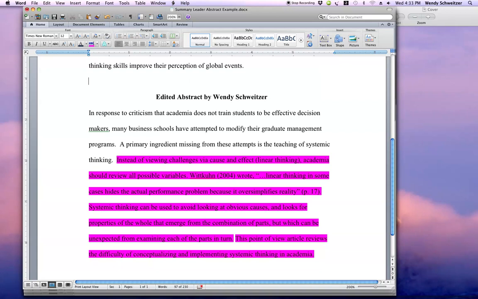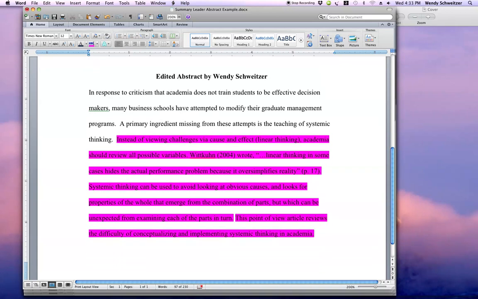What was interesting about this paper in general was that I did not really know too much about systemic thinking. I had to read most of the articles on the reference page, and I found several more articles to help me understand the concept. This was an extra step for me because I was not part of the initial research team. Below is my edited abstract.